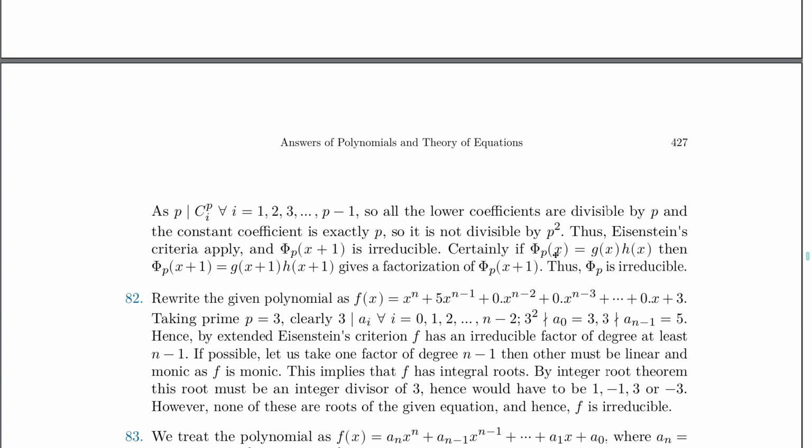Now if phi p of x is equal to g of x times h of x, then phi p of x plus 1 is equal to g of x plus 1 times h of x plus 1, which will give a factorization of phi p of x plus 1. Now we have proven that it is irreducible, so the factorization is not possible, and therefore phi p of x is irreducible.